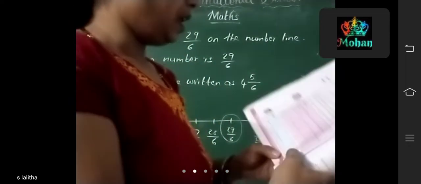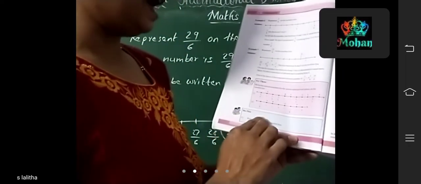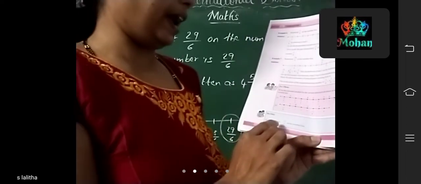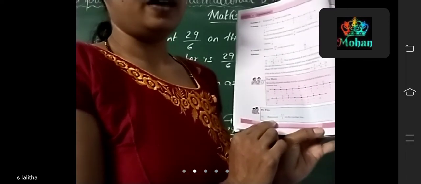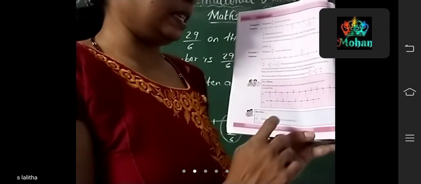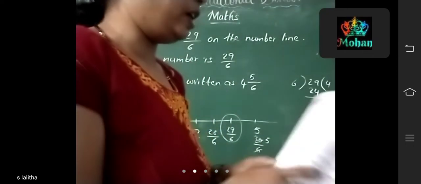Okay, ma'am? Next, do this. Represent minus 13 by 5 on the number line. You can represent this one. Okay, this is the homework for you. Try this and do this. You can do it at home.